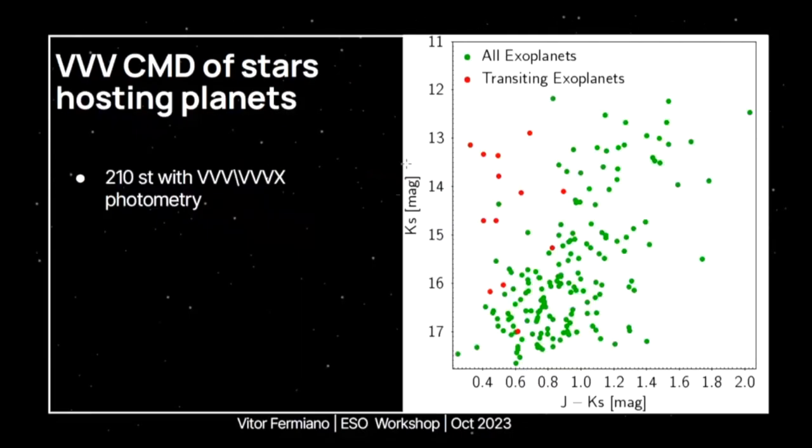This is a color magnitude diagram for these exoplanets in the VVV field. The green ones are the 210 that have photometric data, and the red ones are the transits. So we have a range from 13 magnitudes to 17 magnitudes. This is going to be important for the sigma limitation that I'm going to talk about after.